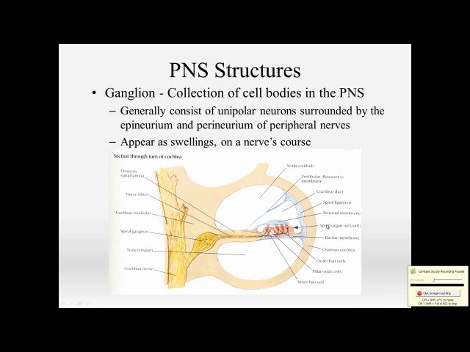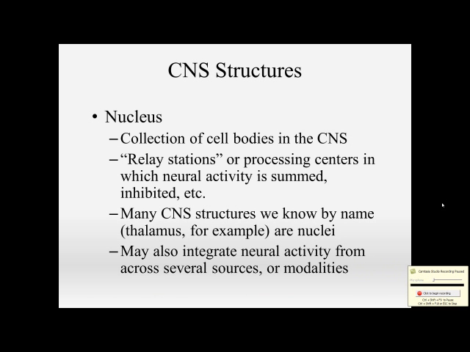And again, here we see where it would be located inside the inner ear. As we'll see later in the semester, because the inner ear spirals around itself like a spiral staircase, this is actually called the spiral ganglion. In the central nervous system, the collection of cell bodies would be known as a nucleus. The plural would be nuclei.